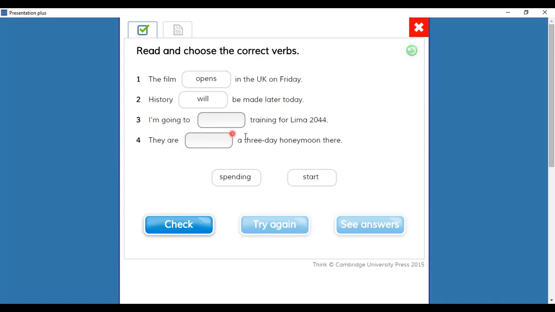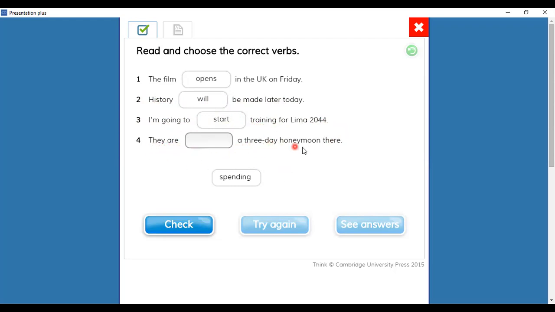I'm going to start training for Lima 2044. This obviously is a plan. It can be a plan or it can be an intention also. It's a plan maybe because this person wants to be in Lima, and obviously this person is training.